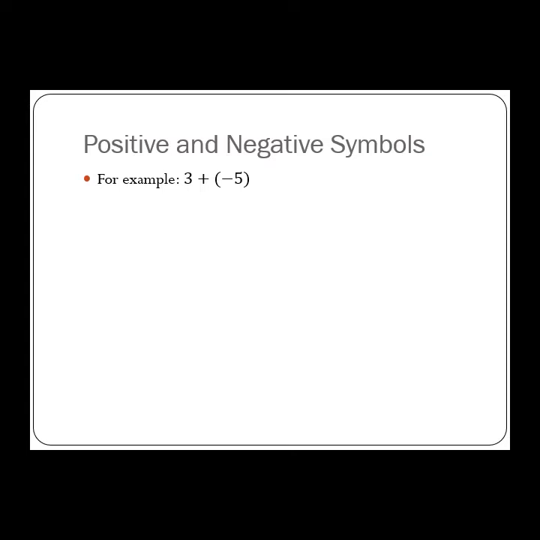So here's a question, 3 plus negative 5. So I'm going to visualize this as 3 positive signs, because the 3 doesn't have a negative sign in front, plus 5, and the 5 is negative, so I'm going to visualize that as 5 negative signs. And when I cancel out what they have in common, I'm left with negative 2.